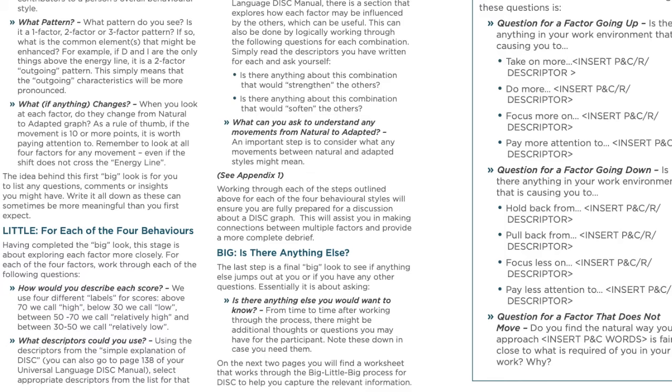Then we look and say, what descriptors would you use? So we go to the descriptor page and we say, what keywords would you use to describe this? So in the case of the C above the line, the diplomatic, right up to, are they almost pedantic and so precise it's too precise. So what descriptors would you use for that score, depending where it is, how high or low it is? You can go to, by the way, page 138 in the Universal Language DISC Manual, and that explains this very clearly and gives you a very good indication of descriptors you should use.